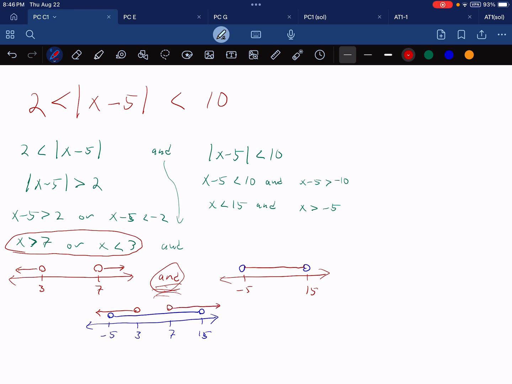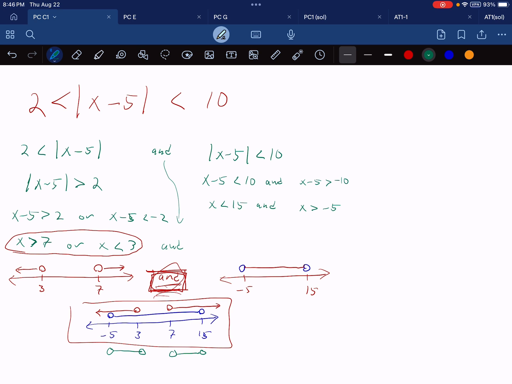Now, between the red and the blue, remember, it is an "and" statement between the red and the blue in this graph. So if it's "and," it needs to be covered in both red and blue. So the interval notation is here. It starts at -5, goes to 3, starts again at 7, goes to 15. These two are your solutions. To check, you can always plug in a number.